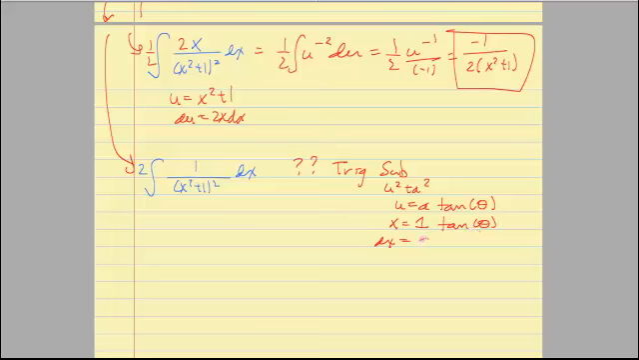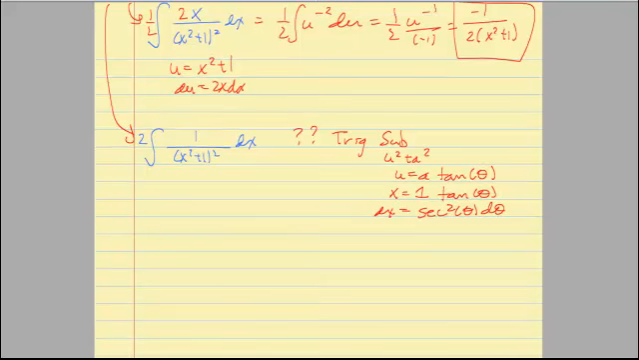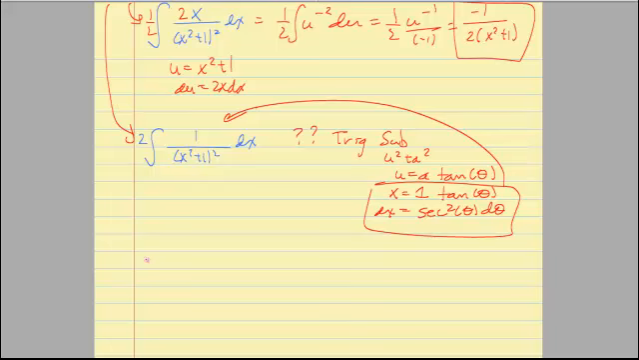dx is equal to the derivative of tangent, which is secant squared theta d theta. So that's the substitution I'm going to want to make up here. So I'll make these substitutions back up in here. So I have the 2 out front, dx is equal to secant squared theta d theta.